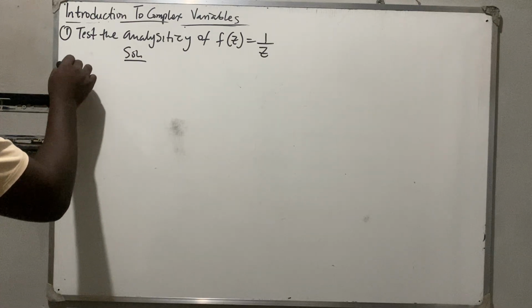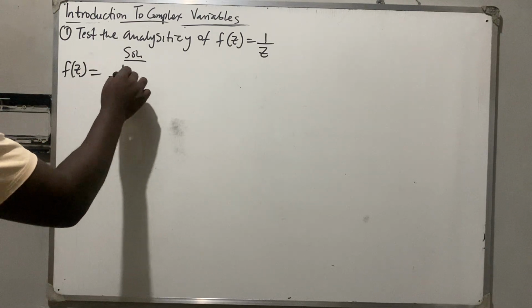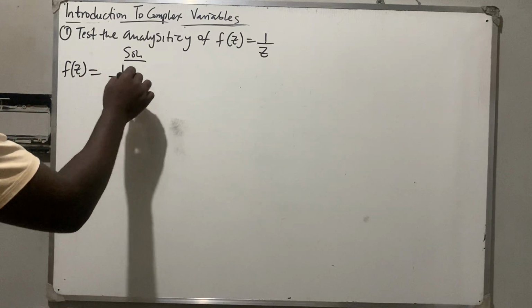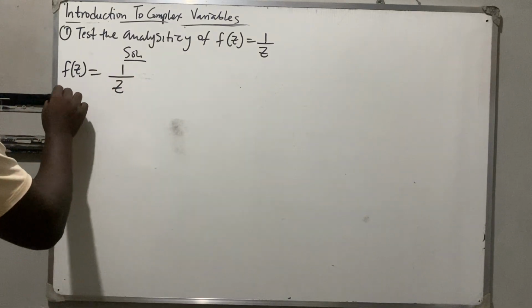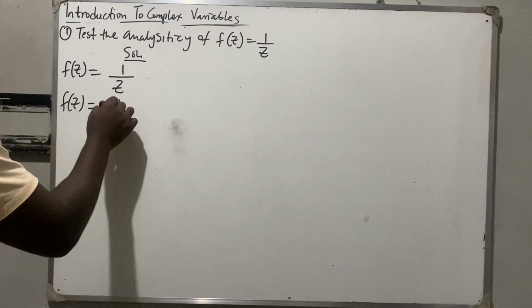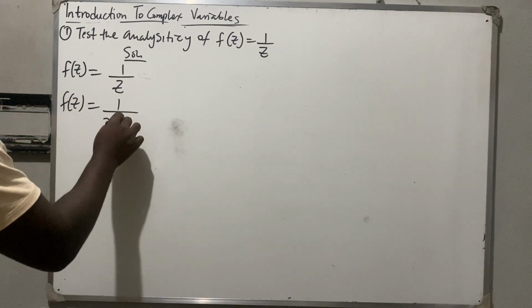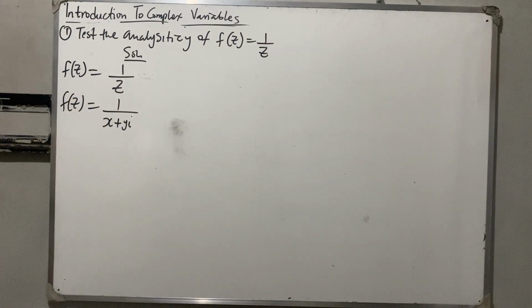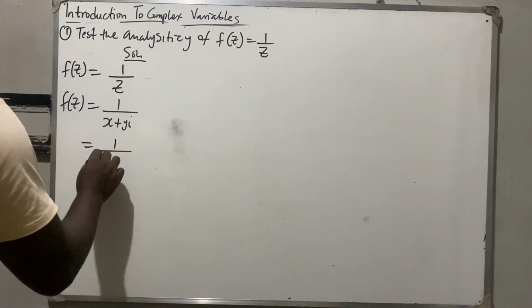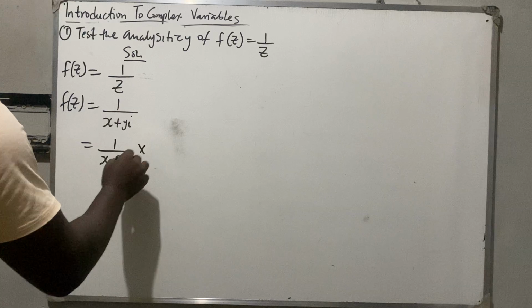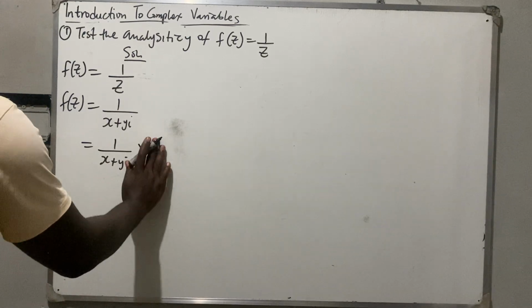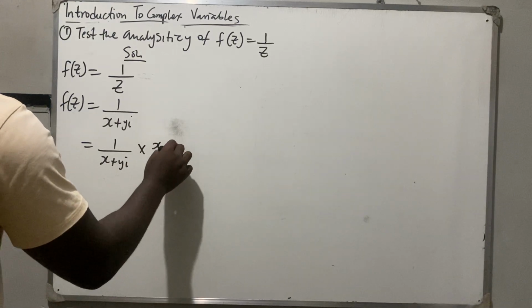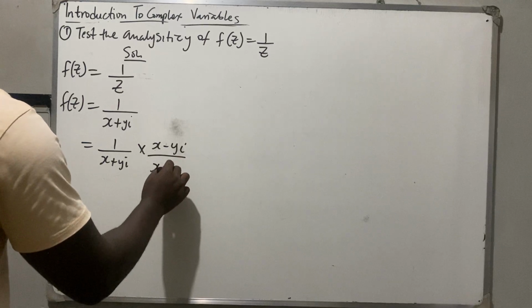So I have f of z is equal to 1 over z. But don't forget that your z is equal to x plus yi. And I told you that i can never be at the denominator. We must do what? Rationalize. So if I rationalize, I'm going to have 1 over x plus yi times the conjugate, which is x minus yi over the same x minus yi.